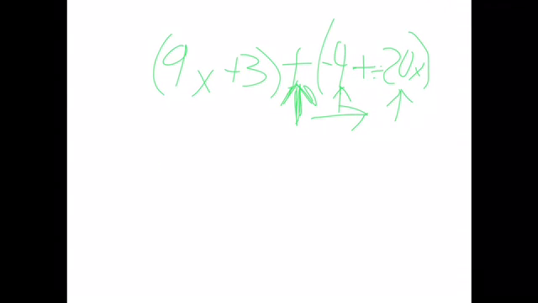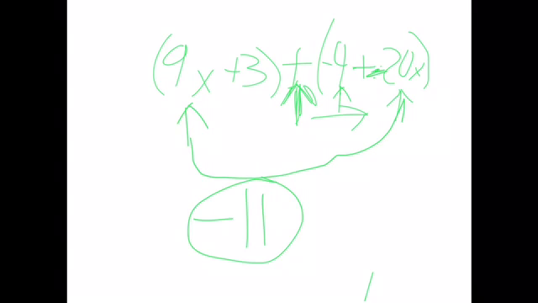So, negative 20x and negative 4. Now you need to find the like terms. What are the like terms? Well, 9x and 20x are like terms. That's negative 20x actually, see? So you do the equation 9x plus negative 20x equals negative 11. Okay, so that was negative 11.